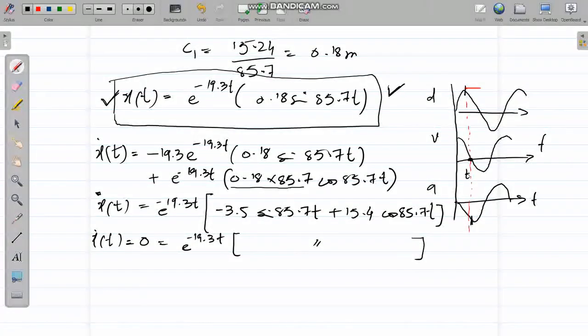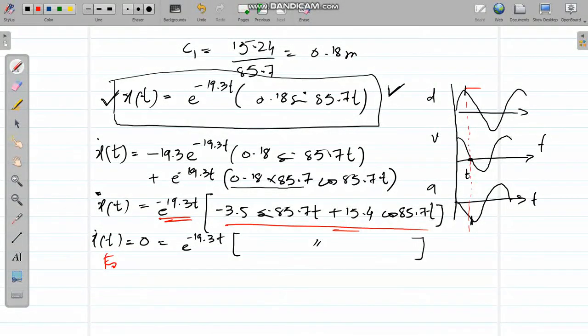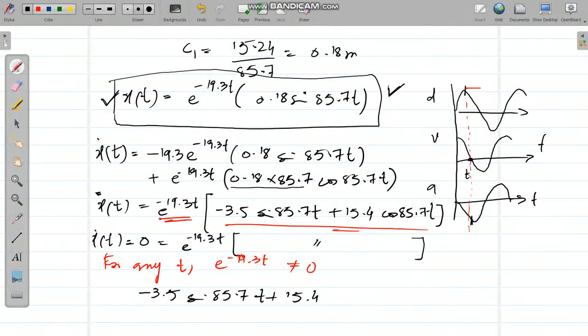Now you see the equation has two parts. One is this part, second is this part. For any t, e minus 19.3 t cannot be 0. So we have only one possibility, that is minus 3.5 sine of 85.7 t plus 15.4 cos of 85.7 t is equal to 0.